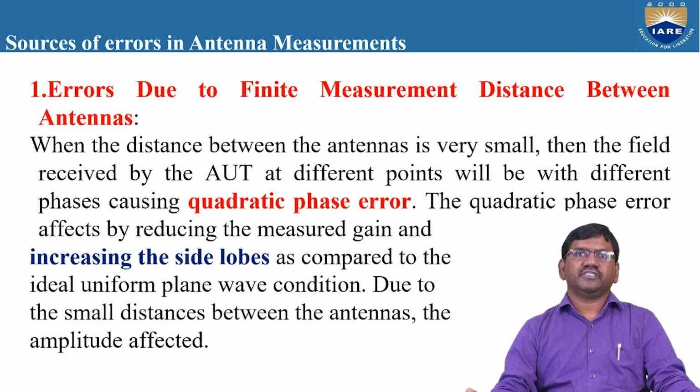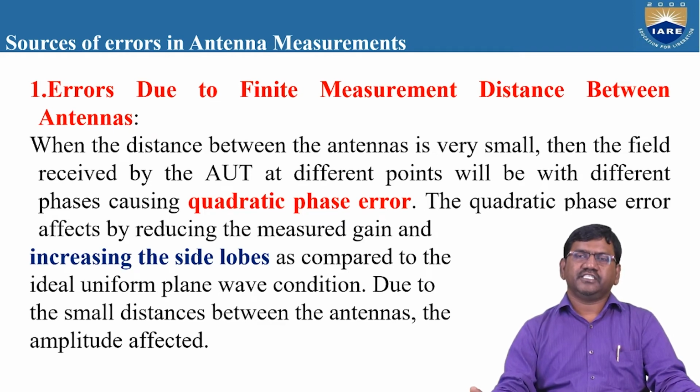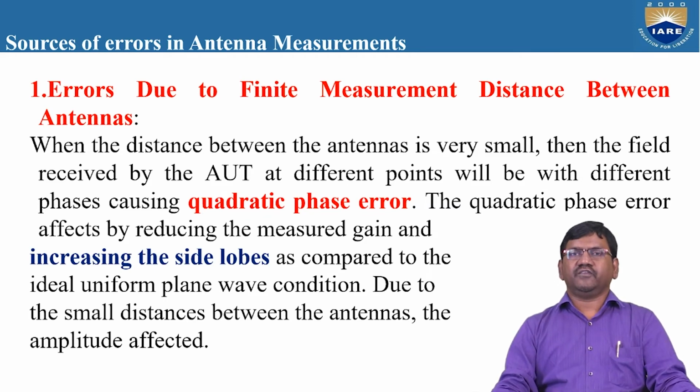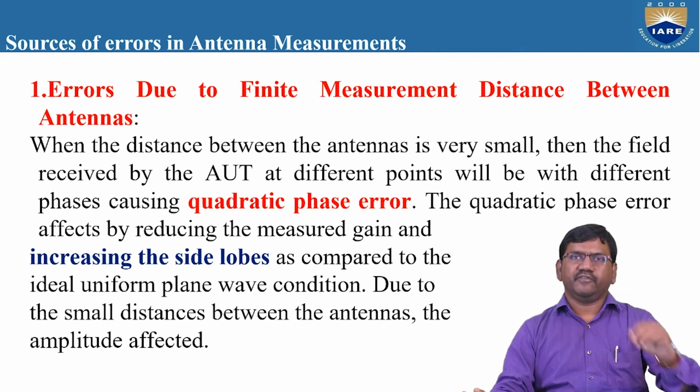This quadratic phase error reduces the measured gain and increases the side lobes. So when the distance between the two antennas is very small, quadratic phase errors increase, as a result of which the minor lobes increase. Whenever we design an antenna, we should be careful that the major lobe must be very high.